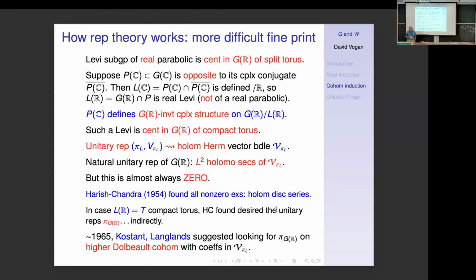So around 1965, shortly after Harish-Chandra had found these representations, Kostant and Langlands suggested that the way you should get a representation of G out of this holomorphic bundle was by looking at higher Dolbeault cohomology. So there aren't holomorphic sections, or at least not L2 holomorphic sections, but maybe there's higher cohomology.